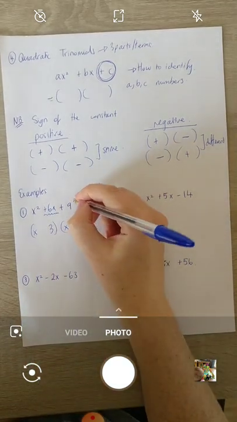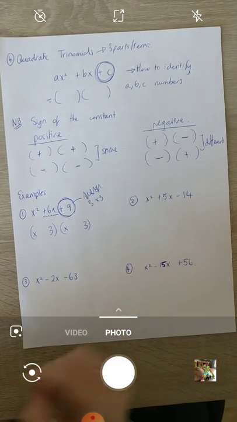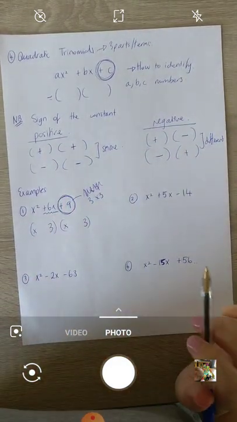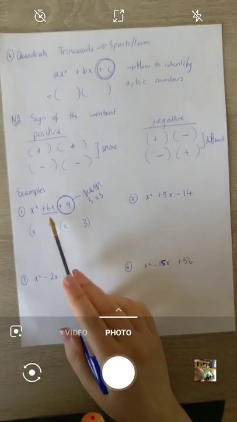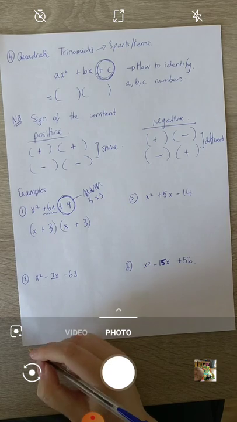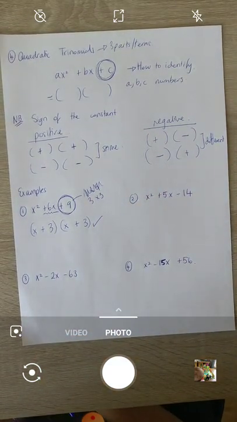Now remember this sign of the constant. Here it's a positive, so we're looking for either 2 pluses or 2 minuses. And because we're looking for plus 6x, it's going to be plus 3x plus 3x gives us plus 6x. And that's our final answer.